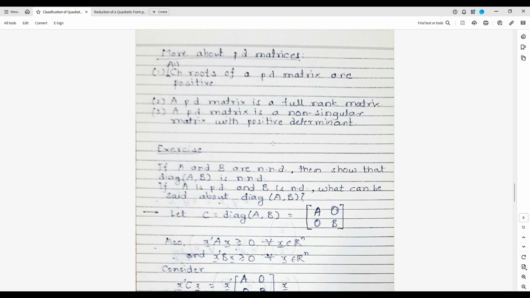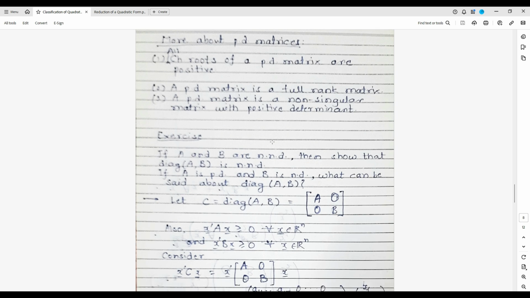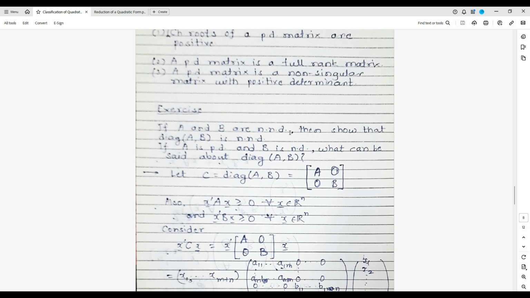Similar to positive definite, what can we say about non-negative definite matrices? Suppose A and B are non-negative definite matrices. Can we show that the diagonal of A, B, meaning if we put A and B like this and put the rest of the elements as zeros in a matrix, will it be a non-negative definite matrix? And if A is positive definite and B is non-negative definite, then what can we say about such a matrix C? So let us see what we get.